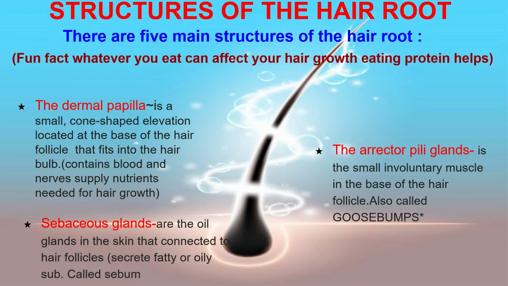Then you have your sebaceous glands, which are the glands in the skin attached to the follicles, which secrete your fatty or oily substance, which is called sebum. Then you have your arrector pili muscle. It is the small involuntary muscle in the base of the hair follicle that, when you get cold, causes goosebumps. That's what makes your hair stand up.